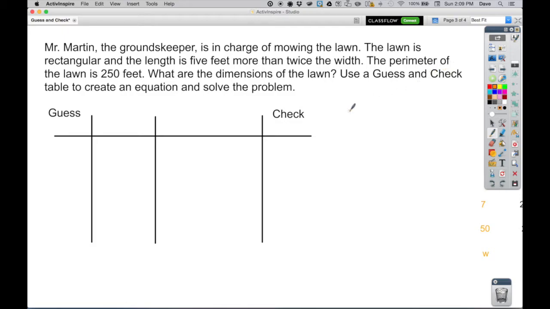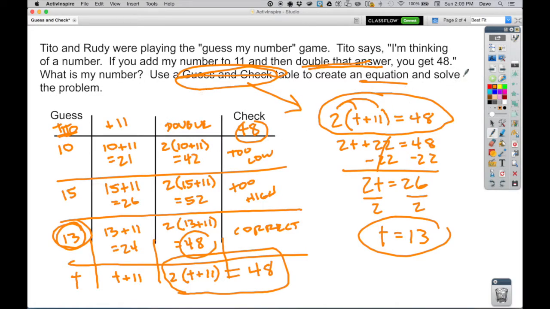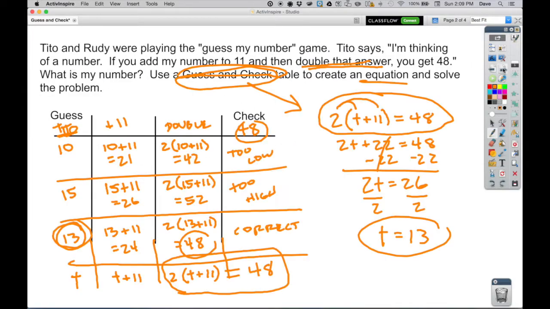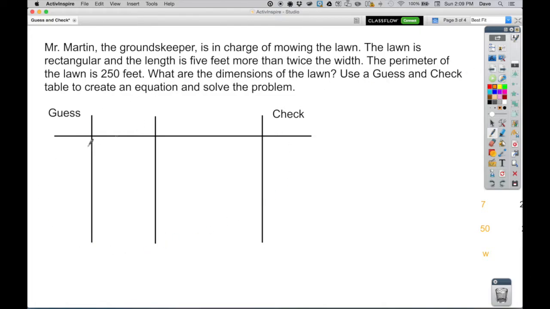All right, here's yet another problem. This is why we like guess and check so much too, is that this problem, which is about a rectangular lawn and finding the length and width, it's so different from this last problem, which was a guess my number problem, or the first problem we looked at, which was this age problem. It doesn't matter what the problem's about, guess and check can be used for just about anything. All right, so let's take a look.